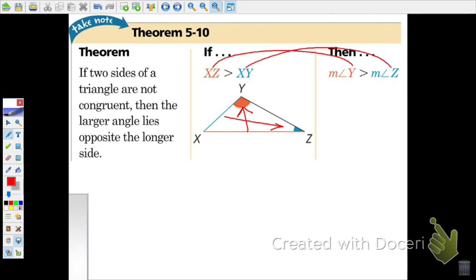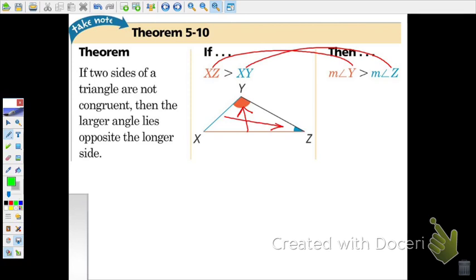So if XZ is the longer side, then the angle opposite it is the bigger angle. Okay? If it gets confusing when you see those arrows being drawn through that, okay? If we think of our triangle, we have 3 vertices, X, Y, and Z.